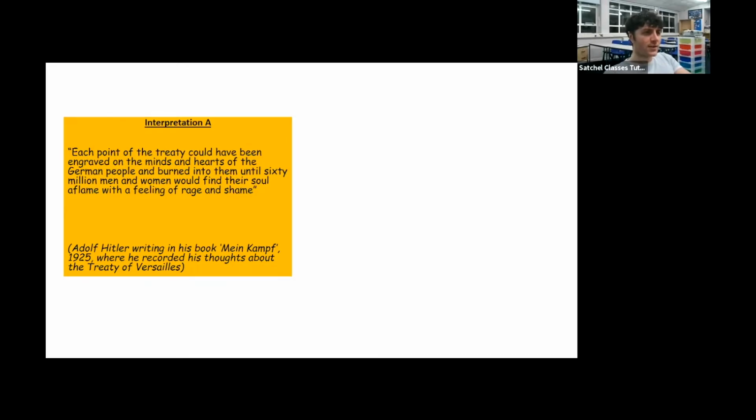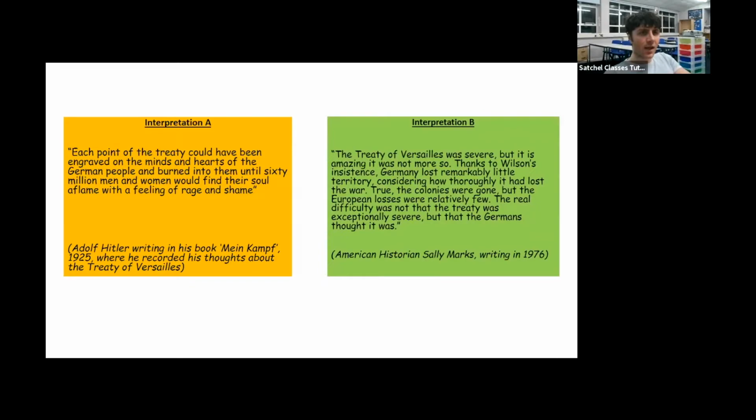Each point of the treaty could have been engraved on the minds and hearts of the German people and burned into them until 60 million men and women would find their soul aflame with a feeling of rage and shame. That's interpretation A. Interpretation B is from an American historian called Sally Marks, writing a long time after the treaty in 1976. This is what she said.